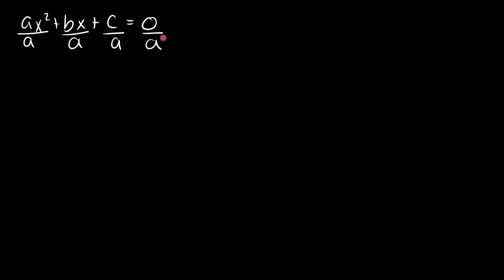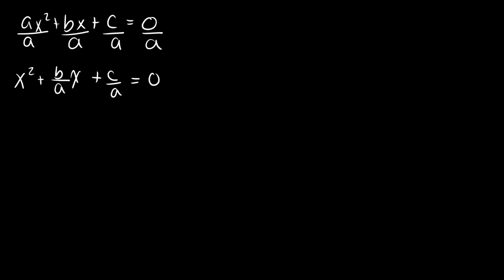Then I have to do the same thing to the other side. So I'll have 0 divided by a over here, which will just be 0. So that is going to be a rewrite. And now we have it looking like that.